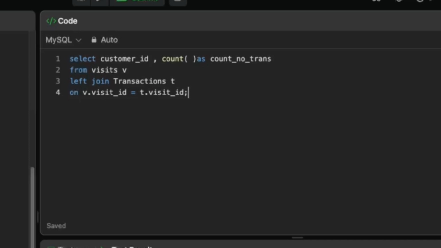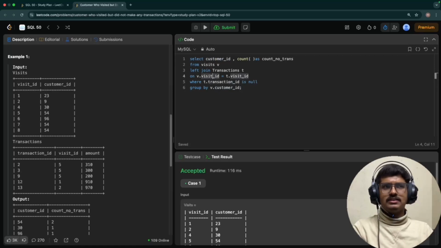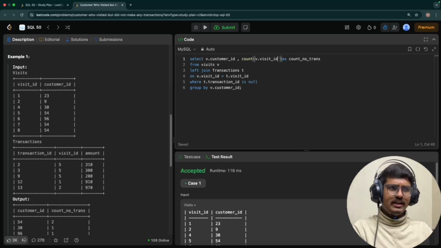This gives us the left join, but there is something else. Now we need to put a where condition: where t.transaction_id is null. We want only those records where the transaction id is null, and we group by customer_id. Customer id is present in v, so we write v.customer_id. Here the customer id is in the visits table. We just count the number of visits, so we can count v.visit_id, which will give the count.